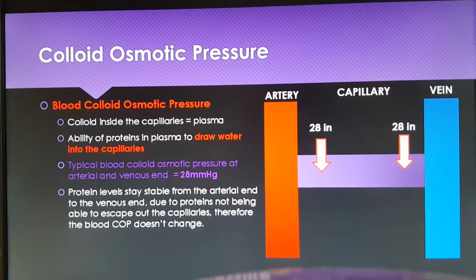Moving on to your colloid osmotic pressure. Your blood has its own osmotic pressure as well as the colloid of the fluids of your interstitial space. Inside your blood, the colloid is plasma. This draws into the capillary with a pressure of 28 millimeters of mercury. This doesn't change between your arterial and venous end, since those proteins can't cross the membrane, so those levels don't change.